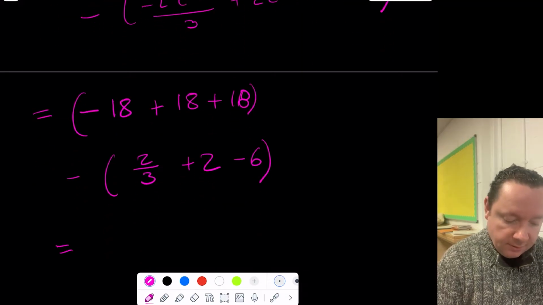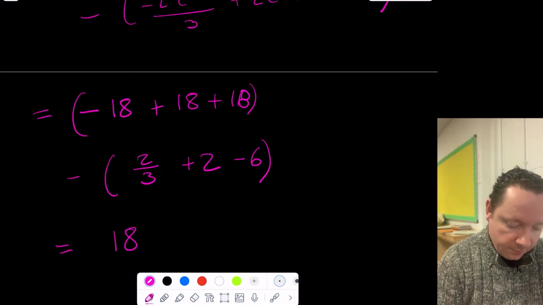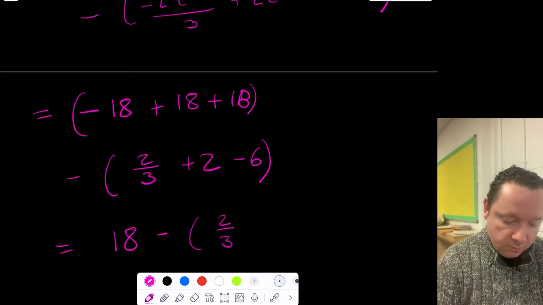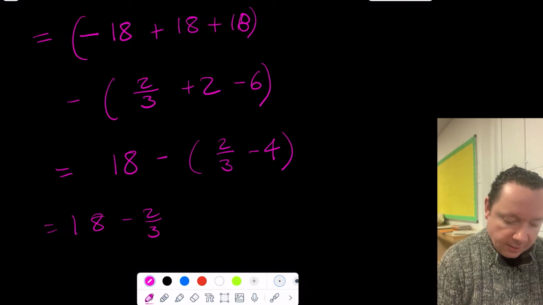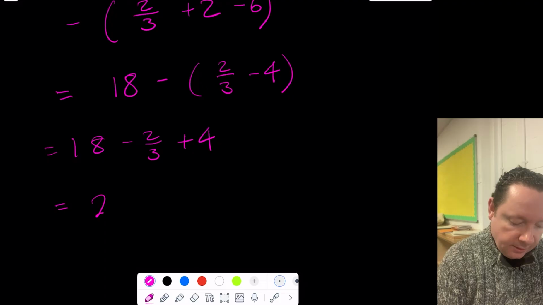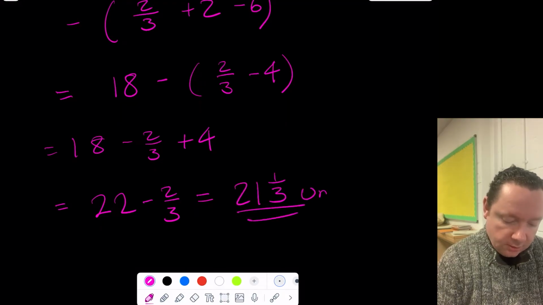Tidying that up, minus 18 plus 18 is 0, plus another 18 is 18, so my first bracket is just 18. Minus 2 thirds, take as long as you want, 2 minus 6 is minus 4, so I need to do that sum. I'll take everything out of brackets now: 18 minus 2 thirds, but minus minus makes plus, so plus 4. That gives me 22 minus 2 thirds, which is 21 and 1 third units squared.